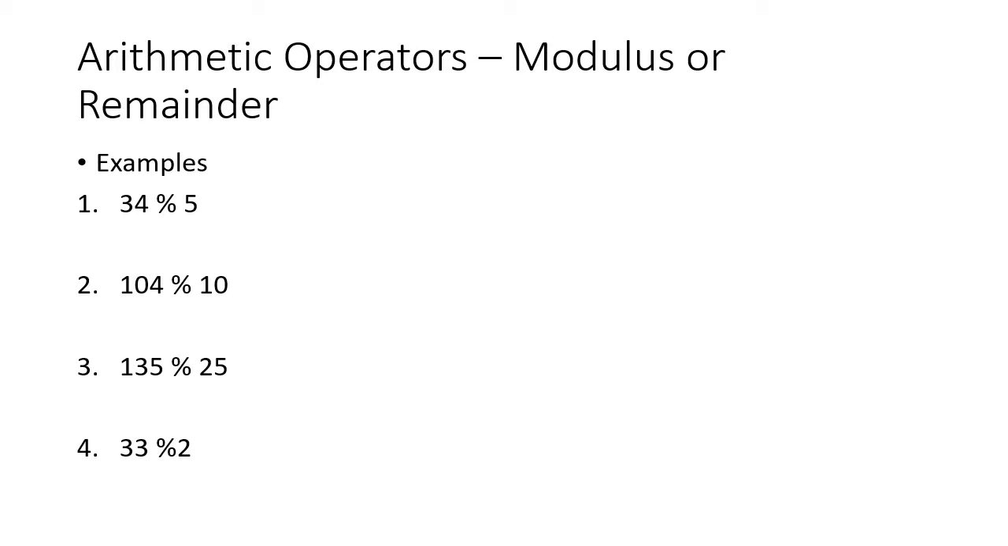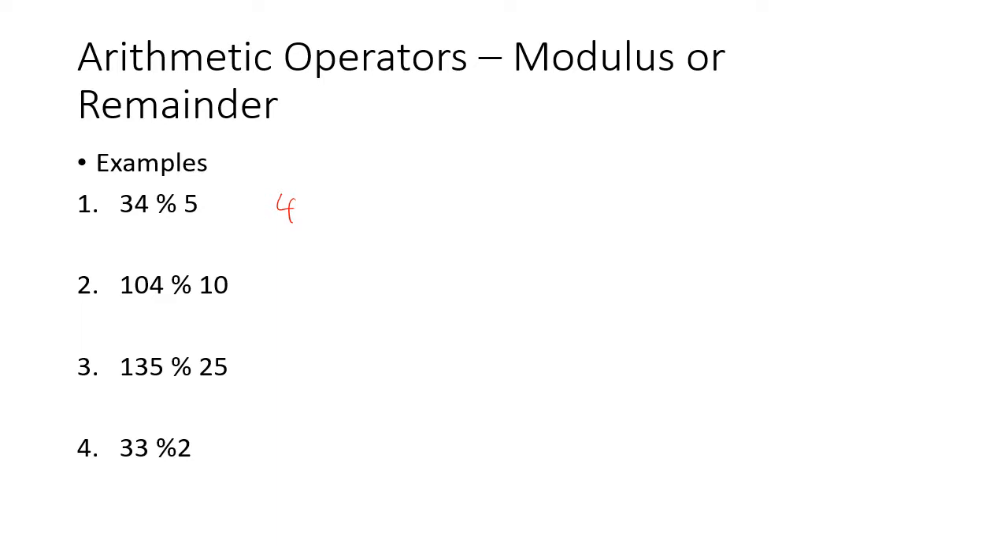Some examples of remainder problems. I would suggest pausing the video briefly and trying to do these, and then I'll come back with the answers here in a second. Alright, so hopefully you had a chance to figure out what these were. 34 remainder 5. 34 divided by 5 would be 6, and 6 times 5 is 30, so your remainder would just be 4. So the answer to that one would be 4.